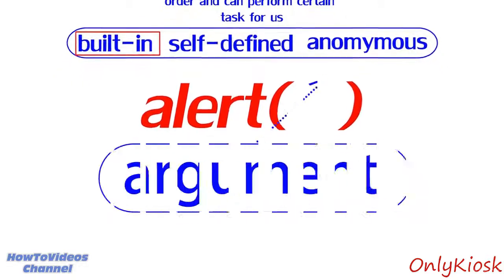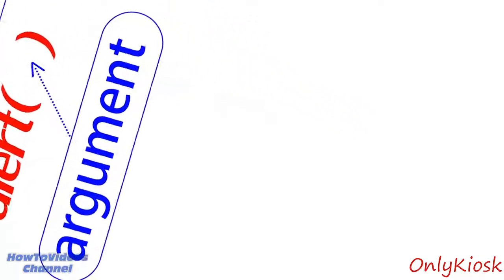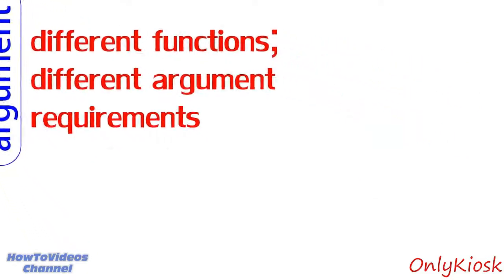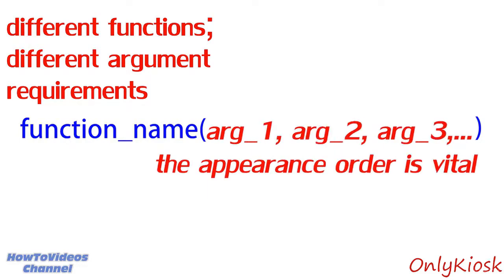The value we've been putting into the parenthesis is called function argument. Different functions have different requirements for function arguments. Some may need one, others may need more than one, and some may need none at all. The most important thing about setting function arguments is the order.